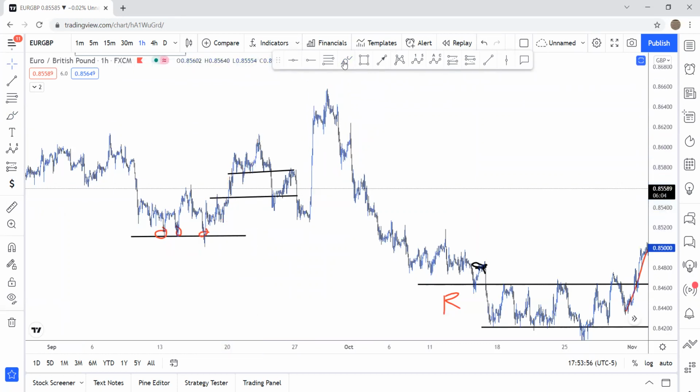Now, as we can see, price broke through these ceilings, right?